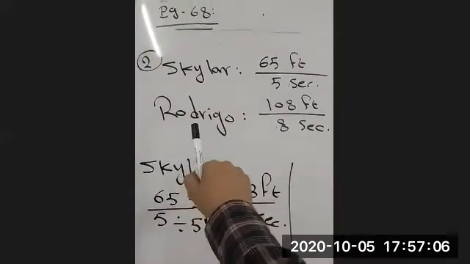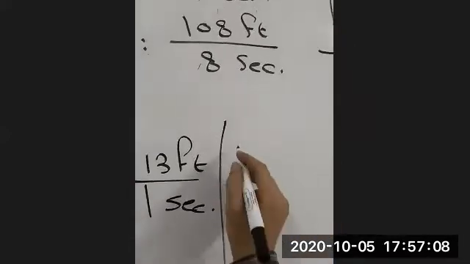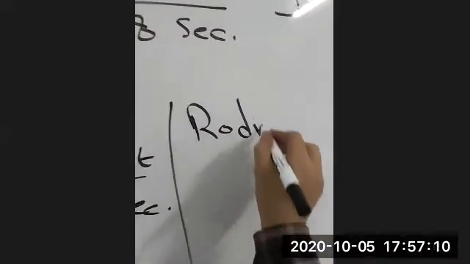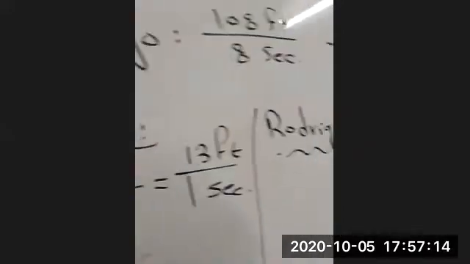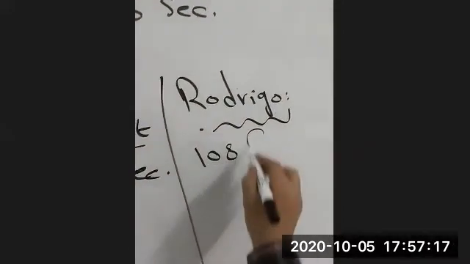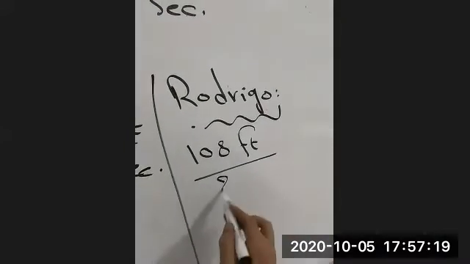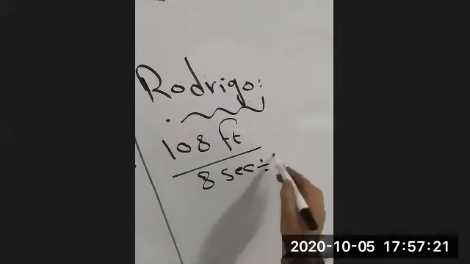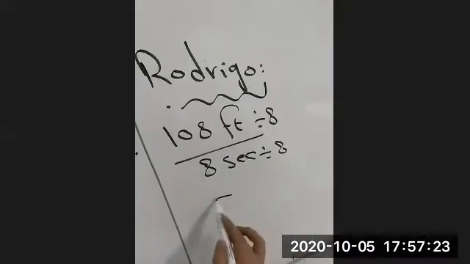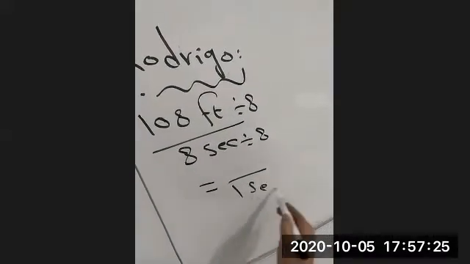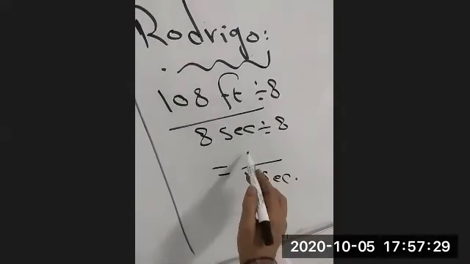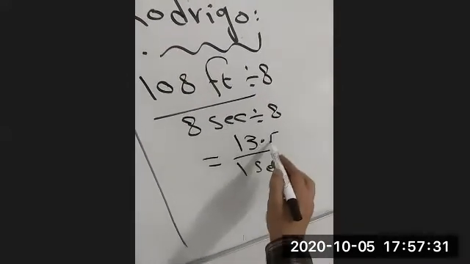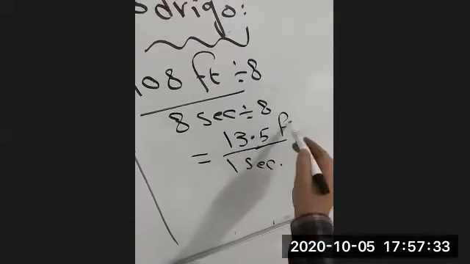Let's do the same for Rodrigo now. 108 feet over 8 seconds. Divide down by 8, up by 8. Down will be 1 second, and up, 108 divided by 8 is 13.5 feet.